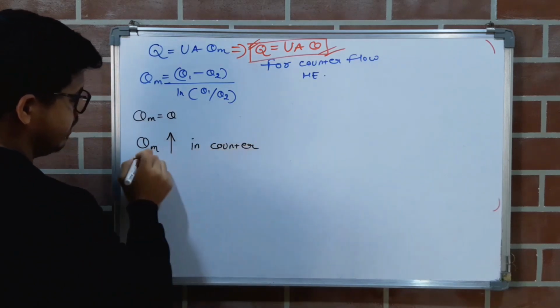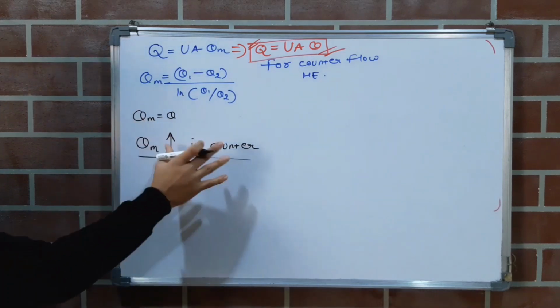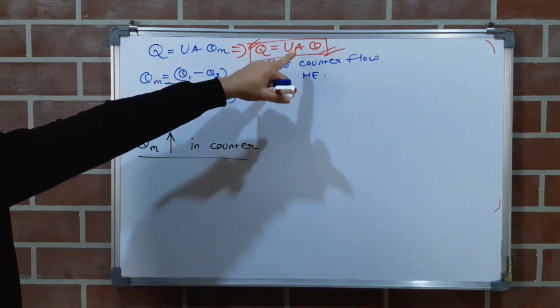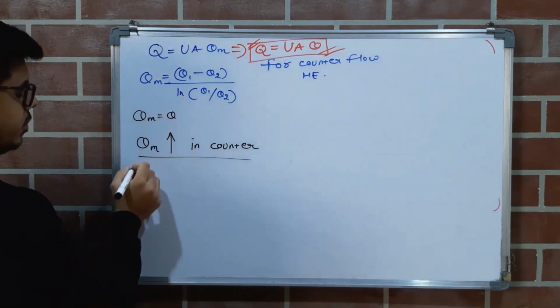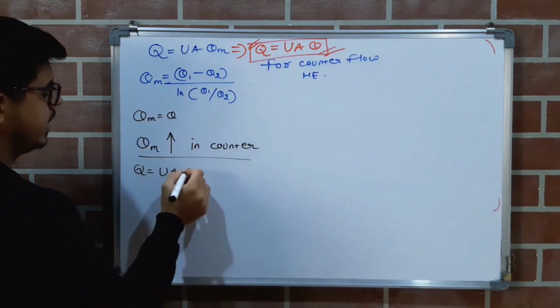This we know. Now according to this condition, we will get the condition for area, that is, what will be the area requirement. So you know that Q is equal to UA theta m.